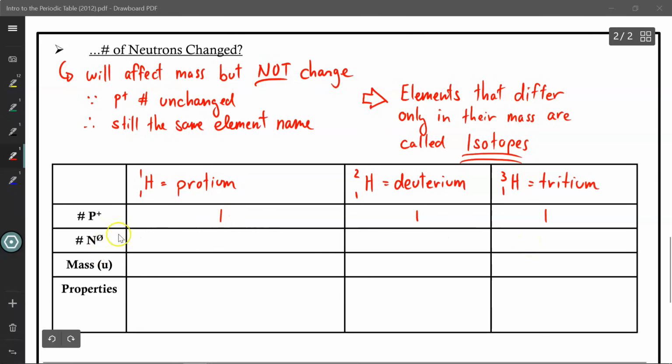To calculate the number of neutrons, we take the mass number and subtract the atomic number. So 1 minus 1 is 0. 2 minus 1 is a 1. 3 minus 1 is a 2. So tritium has 2 neutrons, which makes it the heaviest one. Deuterium only has 1, while protium has 0.